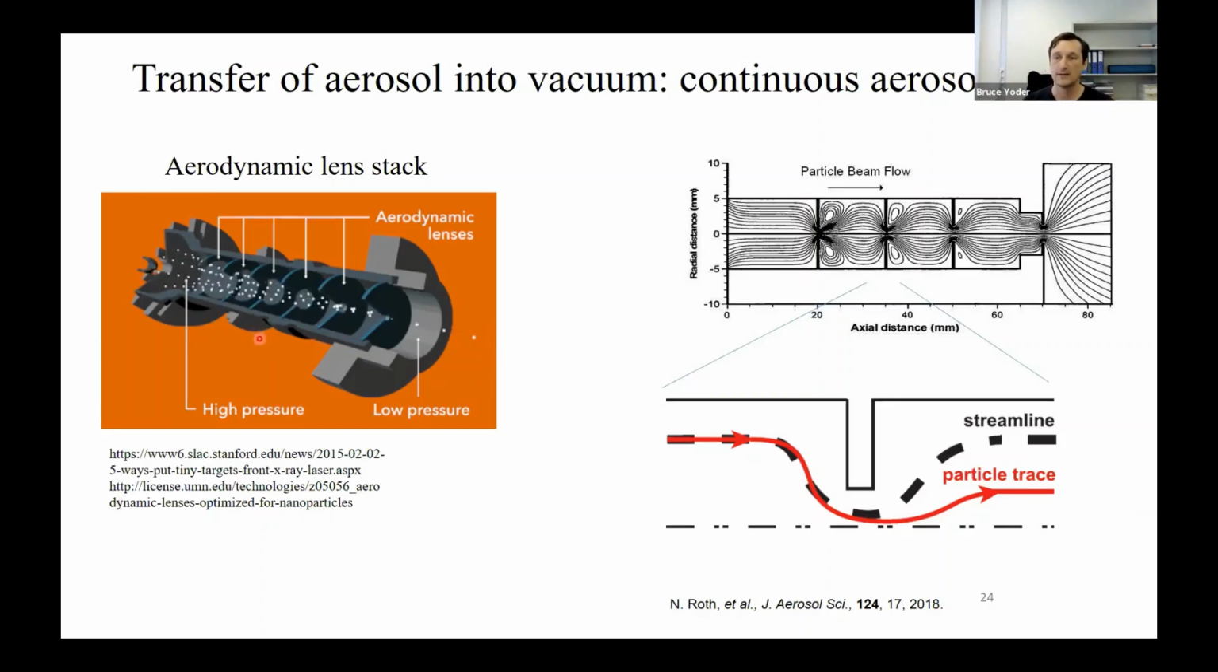An aerodynamic lens stack consists of a series of orifices of decreasing size through which dilute aerosol is channeled. The gas containing the aerosol of interest forms streamlines that restrict and expand at the orifices. This produces a lensing effect for the aerosol particles and forms a beam of particles as it delivers them to vacuum. The gas is not focused, but does need to be pumped away and can be a considerable gas load.